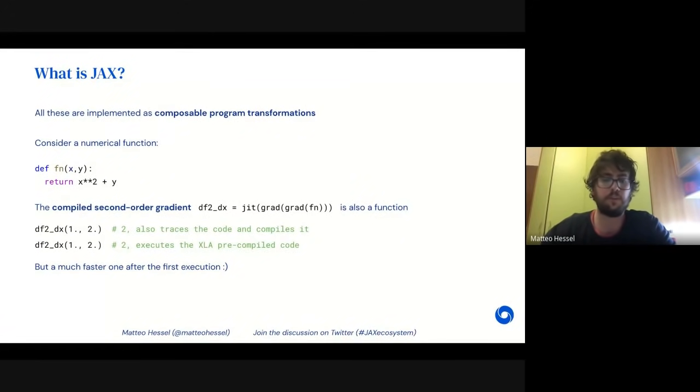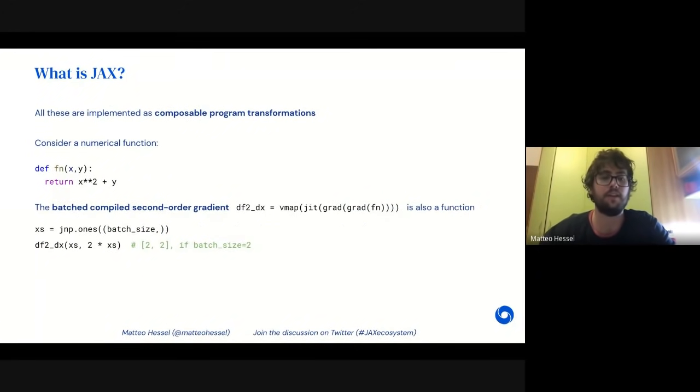And of course, this doesn't stop here. All the JAX primitives are neatly composable. So you could, for instance, batch your function. You just write it as if you were just dealing with single examples. But if you vmap that function, again, you get a function that now expects a batch of inputs and computes the same function on the entire batch.